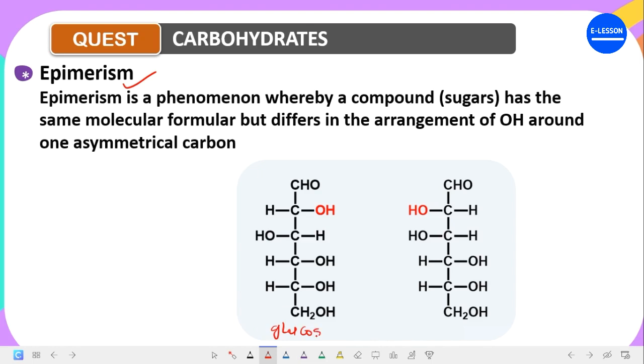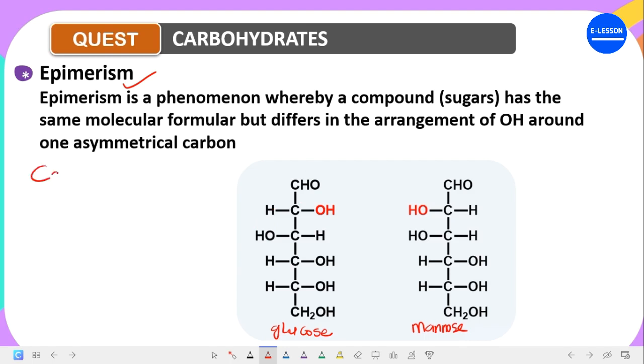This structure here is the structure of glucose. And this structure here is the structure of mannose. Now, what can we say about these two structures? These structures have the same molecular formula. They have the same what? Molecular formula. And what is the molecular formula?